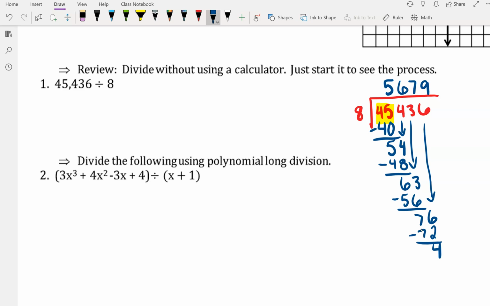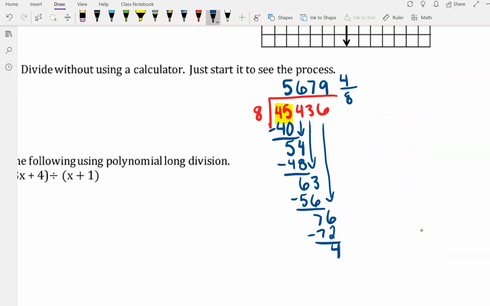I get 4. There are a couple of ways that we could proceed after this. We could put a decimal there and continue. But I'm going to actually just write this as a remainder and make it into a fraction. So the remainder is going to be 4. And then we put the remainder over whatever we're dividing by. So the remainder is going to be 4 over 8, which actually can reduce. So this is going to equal 5,679 and 1/2.